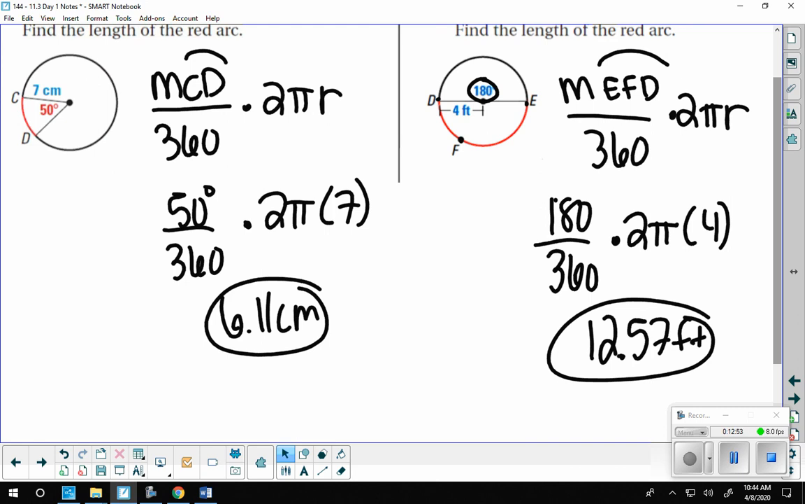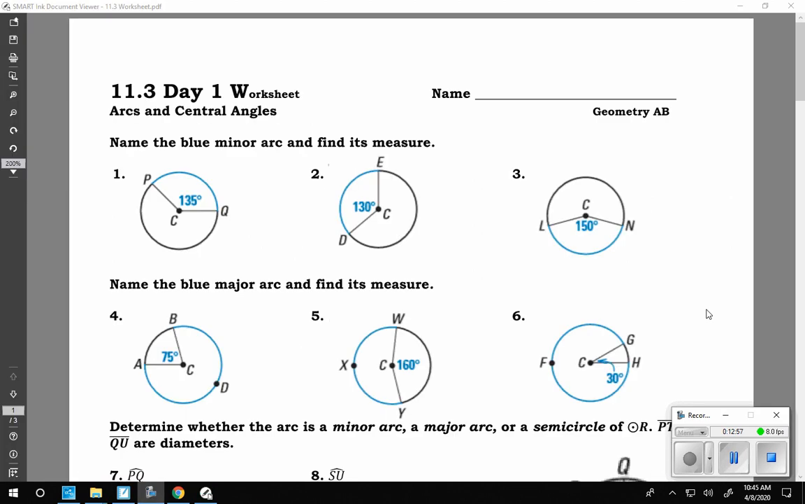All right, I'm going to look at the homework with you, help you get it started. So the first section says name the blue minor arc and find its measure. So remember, minor arcs are named with 2 letters. So this is arc PQ, and find its measure. The measure of arc PQ is 135 degrees.